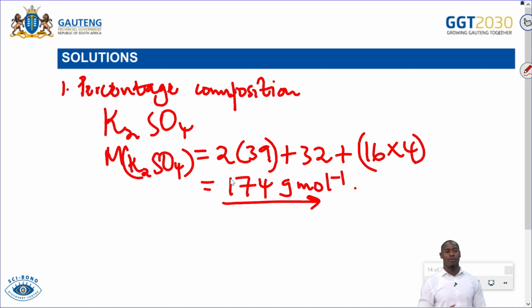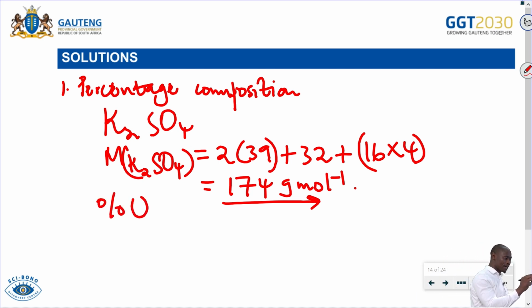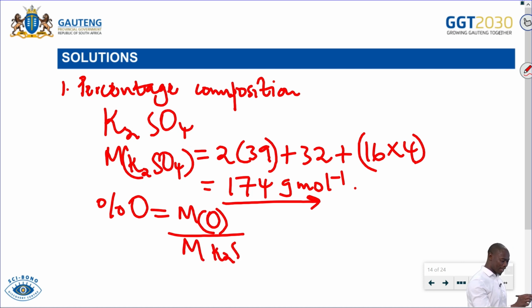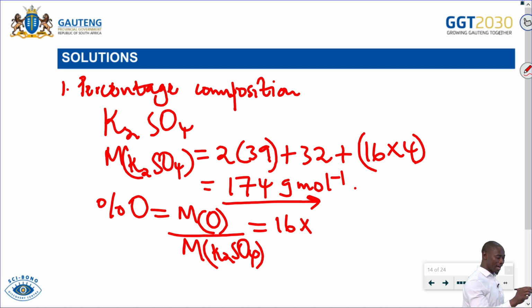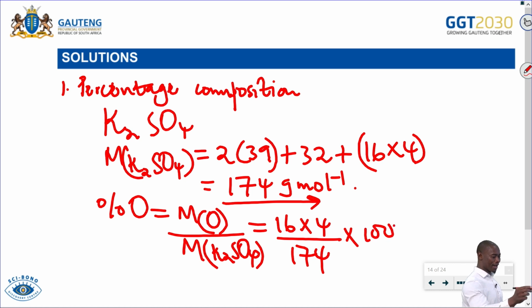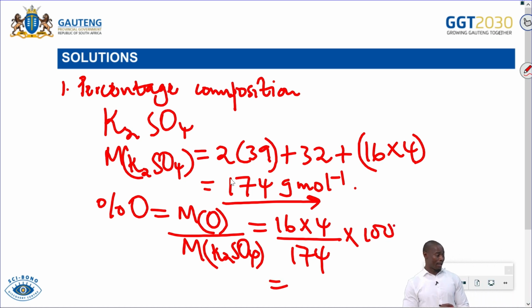Then what are they looking for? The value of X. They are asking you to calculate the percentage composition of oxygen, so percentage oxygen. It will be the molar mass of oxygen divided by the molar mass of potassium sulfate. The molar mass of oxygen is 16, but how many oxygen atoms are there? There are 4. So it's 16 times 4 divided by 174, multiplied by 100. Then we'll get our answer as a percentage.